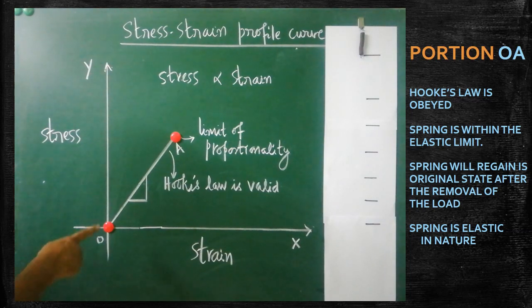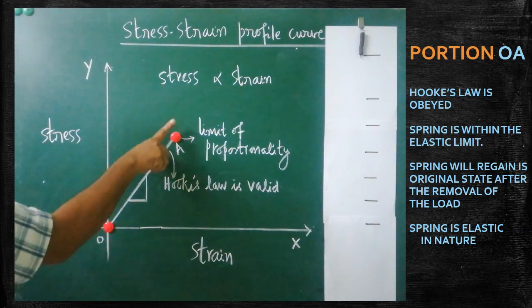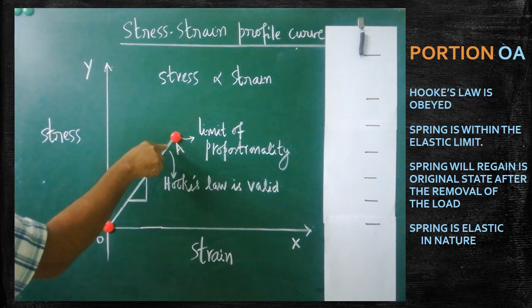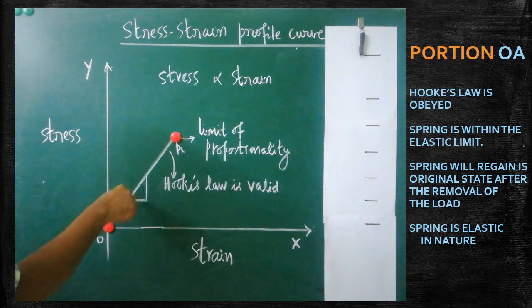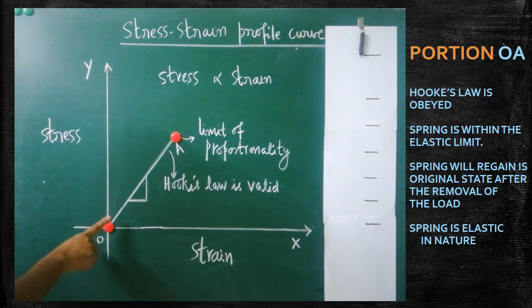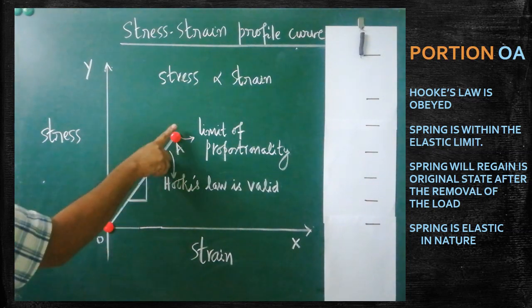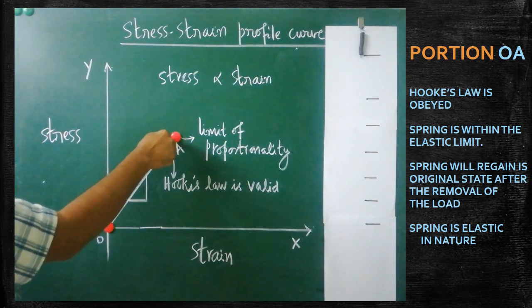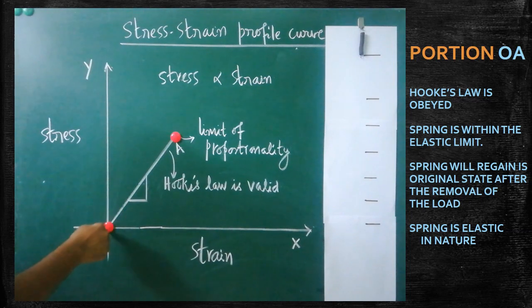Are you clear? While loading, the graph is to be drawn in this direction. While unloading, what will happen? The plotted values will come back to 0. While unloading, the points will come one by one. Finally, it will reach 0. It shows that it obeys Hooke's law.